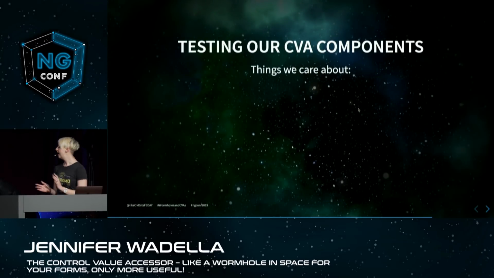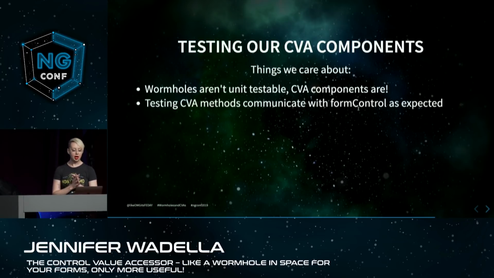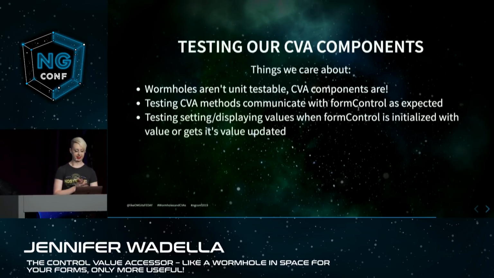All right. So if we want to then go ahead and test our custom components implementing the CVA interface, what kind of things do we care about? Well, one, the fact that wormholes aren't unit testable, but Control Value Accessor components are. So woohoo, we're excited about that. But we want to test that our methods communicate with the form control as expected. And so we want to make sure that when we're setting values or patching values or updating different states, that's going to behave as expected.